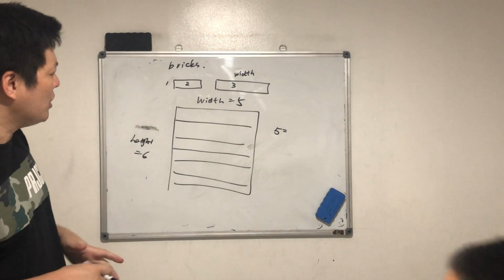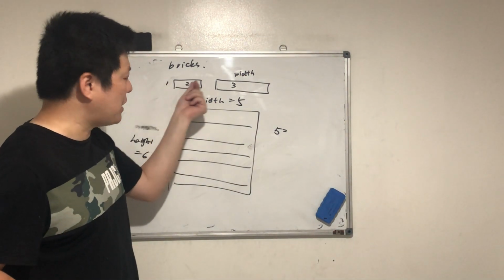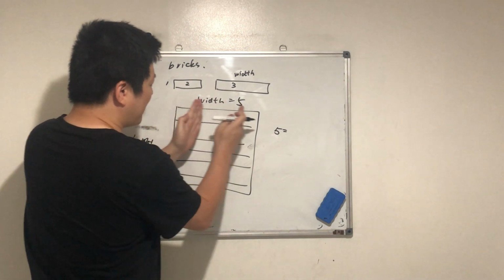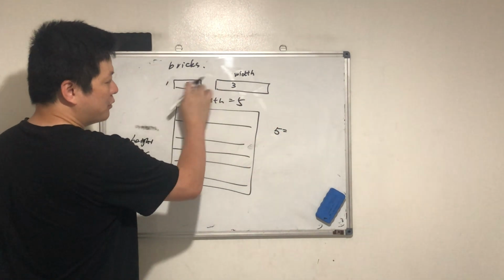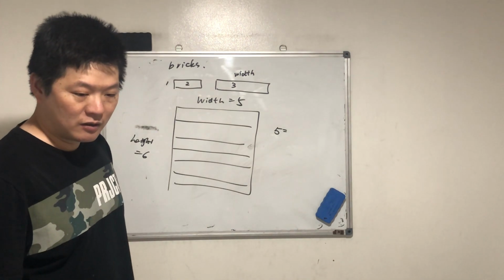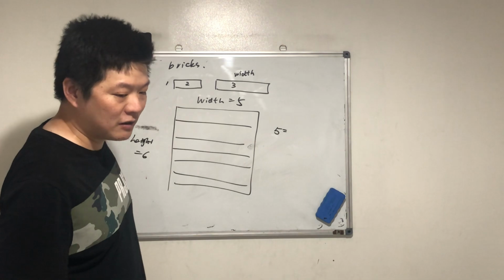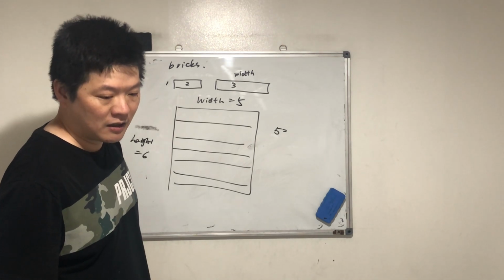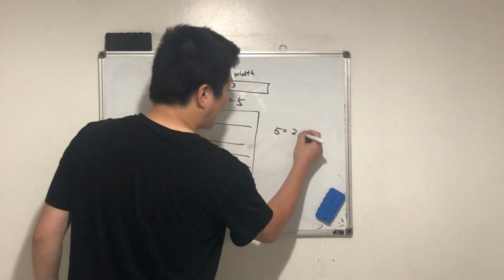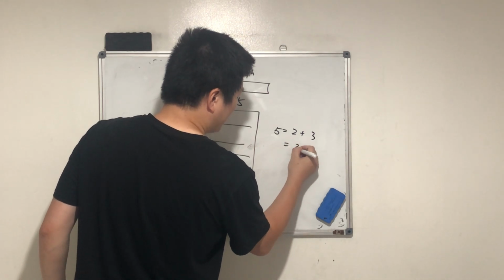So for 5, I have bricks 2 and 3. How many ways of placing the bricks 2 and 3, just considering one row? There are 2 ways: 2 plus 3 or 3 plus 2.